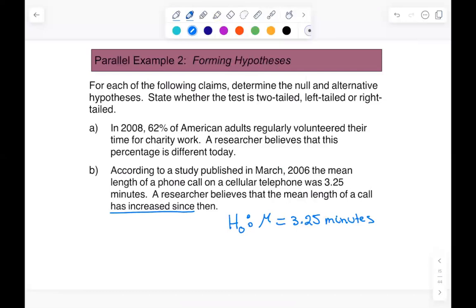So the previous study, our null hypothesis is assumed true until we have evidence to the contrary. My alternative hypothesis, the researcher believes that the call has increased since then. So the researcher believes that the call length is greater than 3.25 minutes. So once again, since it's greater than, we're going to be checking the right tail.